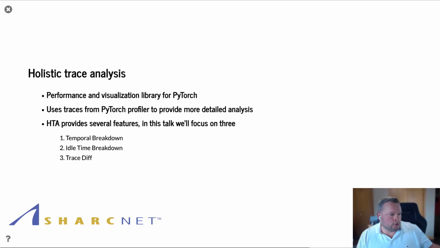So if we have multiple GPU instances and we're running traces on all of them using the profiler, then HTA can do comparisons between those traces, and you can find out where your bottlenecks are occurring in your broader distributed workflow, where we might come into communication problems. But you can use it to analyze the traces we've been producing so far, and I'll show you how to do that. It has many features, but I'll just focus on these three: the temporal breakdown, the idle time breakdown, and the trace diff that compares traces.